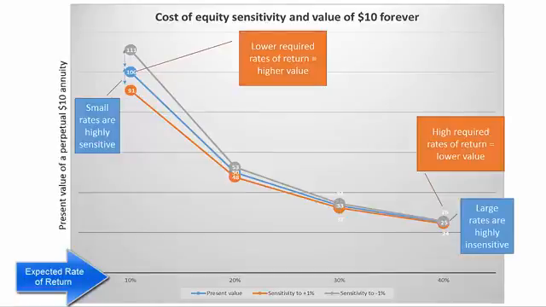In this chart, I have varied the rate of return by just 1% one way or another. At the 10% cost of equity level, you see that this made a huge difference in value, almost $10 one way or the other. Whereas at the 40% rate of return, the difference in value was only $1.